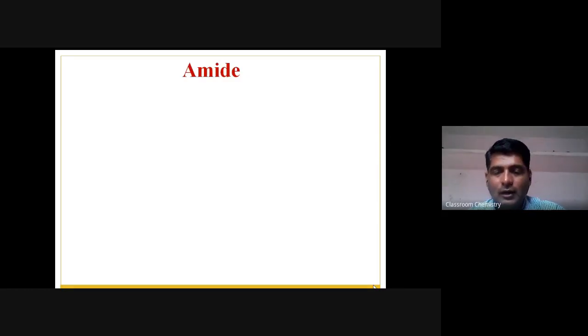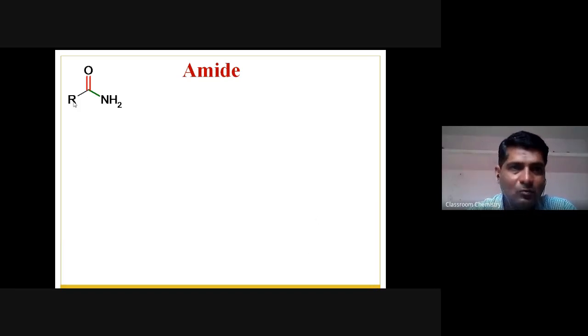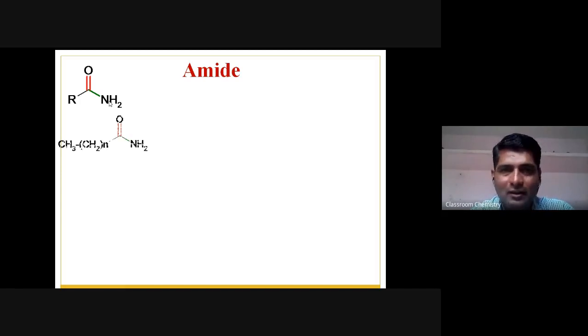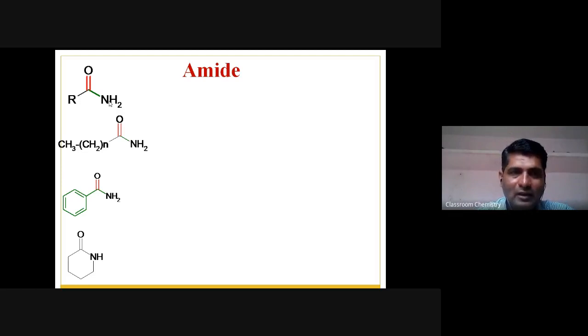Okay. The next functional group is the amide. So amide means the compound which has the CONH2 group is called an amide. R is the alkyl group. This part is called the amide. There is a C double bond O, and adjacent to it is an NH group. So this is the amide. These are different examples: aliphatic amide, aromatic amide, or cyclic amide.